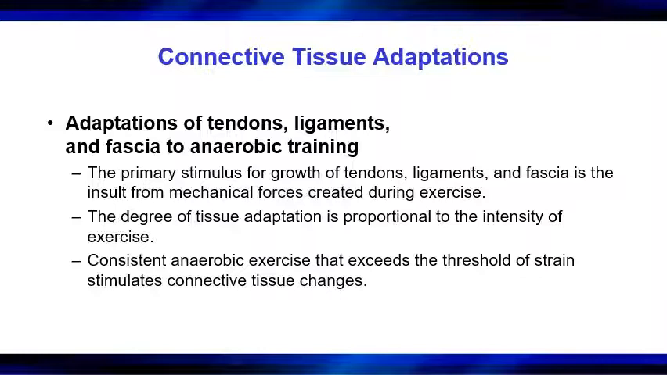And the cell that stimulates the production of collagen is what's called a fibroblast. Okay, so a fibroblast is the cell that produces collagen, and collagen is going to be that protein fiber that basically provides some strength to the tissue.